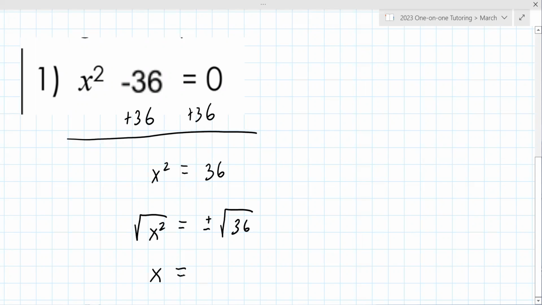What does x equal here, Aiden? 6. That is only one of the answers. What is the other answer? You'd say it's plus or minus, right? Plus or minus, that comes down. That means it's two answers. It's 6 and -6. There's always two answers. Is that okay?